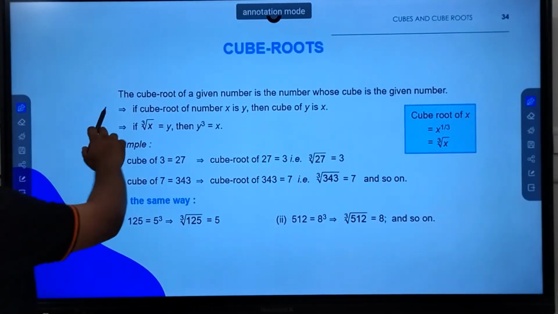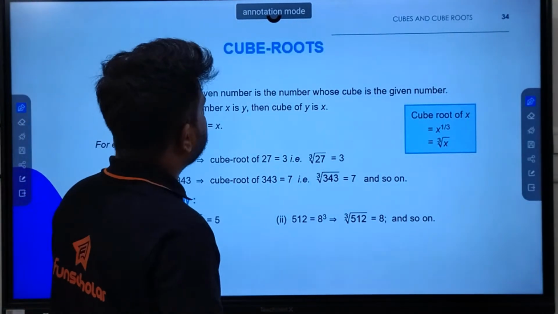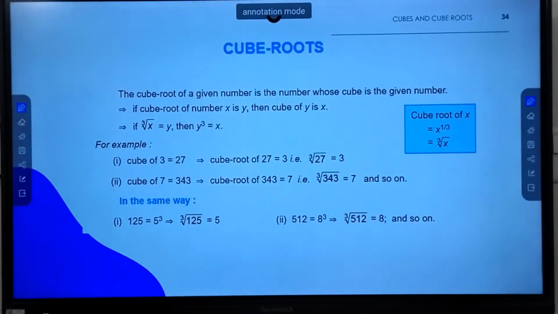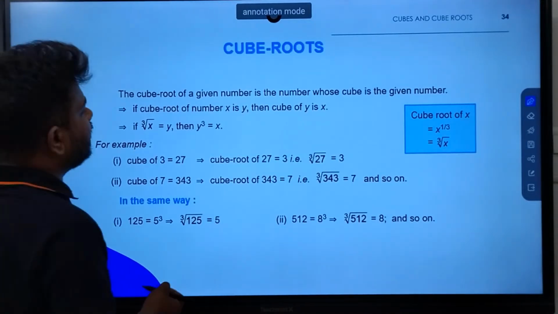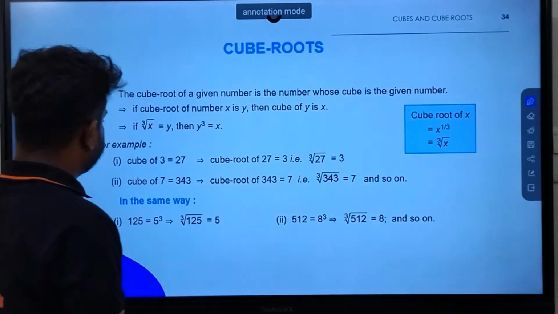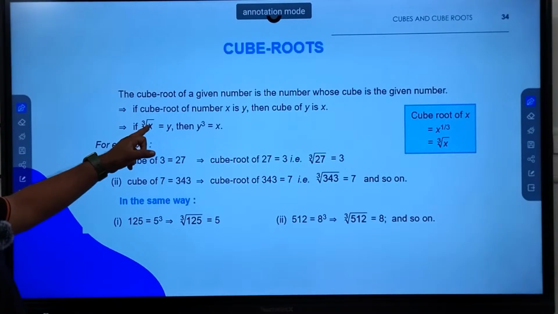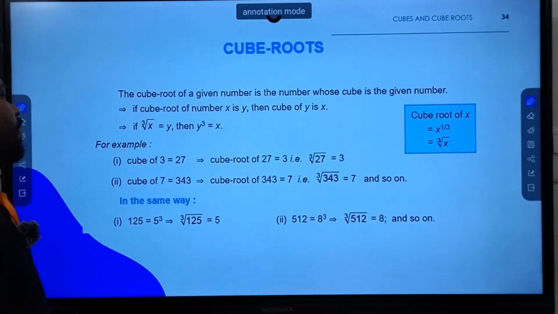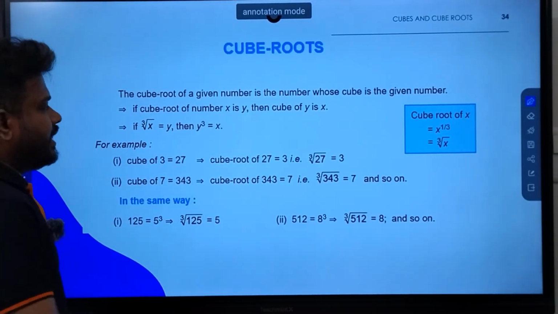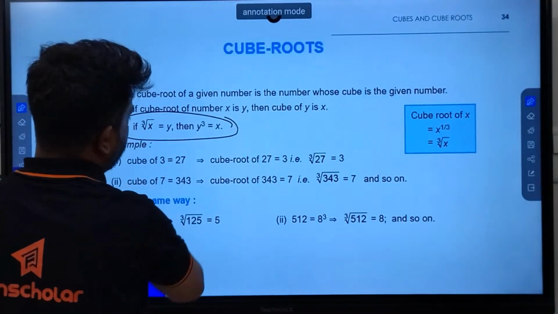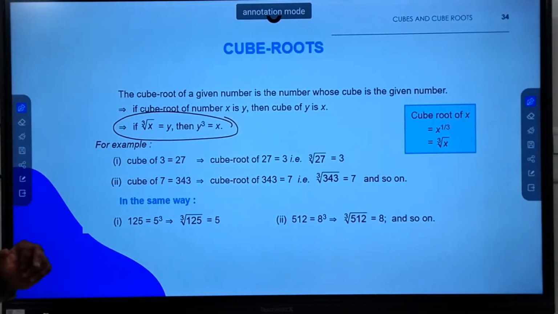Okay, so the cube root of a given number is the number whose cube is the given number. If the cube root of a number x is y, then the cube of y is x. If the cube root of x is equal to y, then y cubed will be x. This is the actual explanation of this statement.